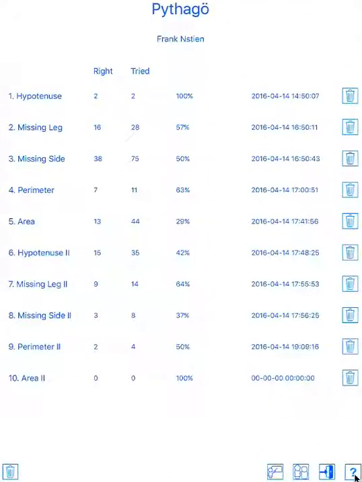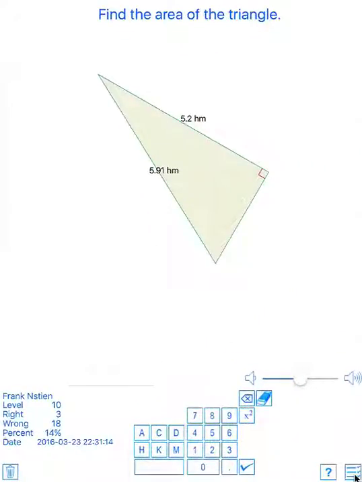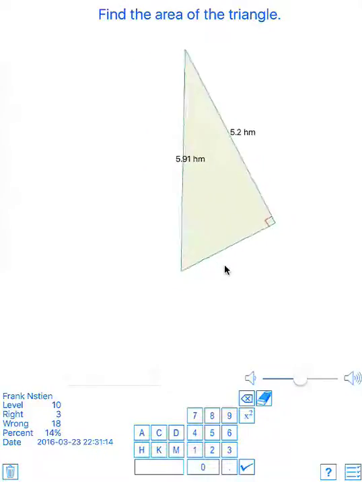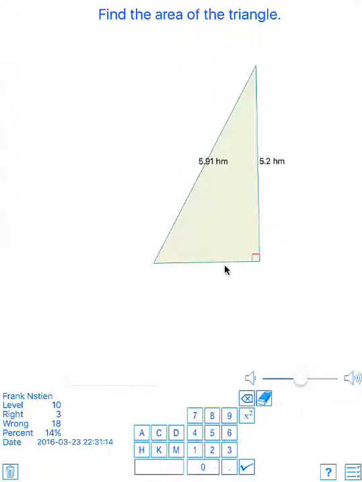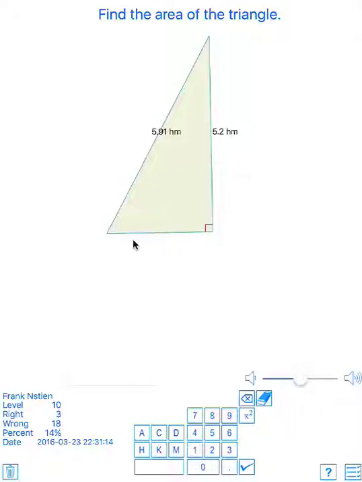Back to our levels, and we're going to look at level 10. All right, we want to find the area of this triangle. And I'm given the hypotenuse, and I'm given the B side, one of the legs. I'm just missing this leg.